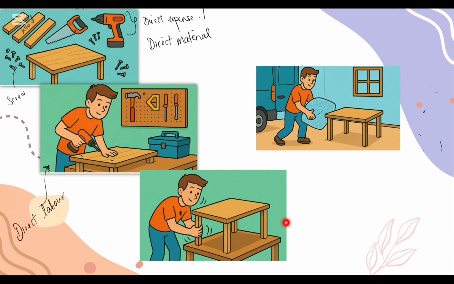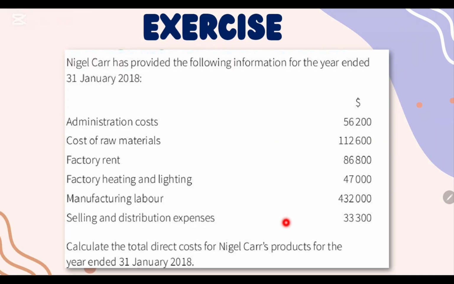So you'll take into account the cost of the raw material, the expense, and all of these will give you what you call the prime cost. These are the direct costs in terms of production. Alright, so let's look here. We are asked to calculate the total direct cost for Nigel Carr's products for the year ended 31st January 2018. So we're going to look at the items and identify what are the direct costs. Remember, we have three: direct material or raw material, direct labor, and direct expense.